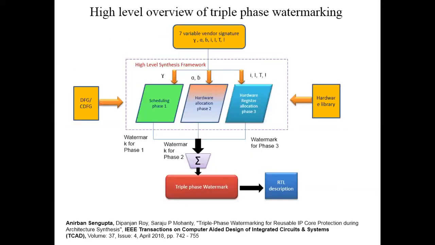Okay, now let me give you some idea about what watermarking is. I'll start off with something known as triple phase watermarking, which was also published 2 years back in IEEE Transactions on CAD by our group. In this, the 7 variable vendor signature that you see here, from gamma, alpha, beta, and all the variables, could be embedded in different phases in an assorted fashion: in scheduling phase 1, in hardware allocation phase 2, and in hardware register allocation phase 3. Once these are embedded into the high-level synthesis framework, we can generate the watermark for phase 1, watermark for phase 2, and watermark for phase 3. Integrated together, this becomes a triple phase watermark.